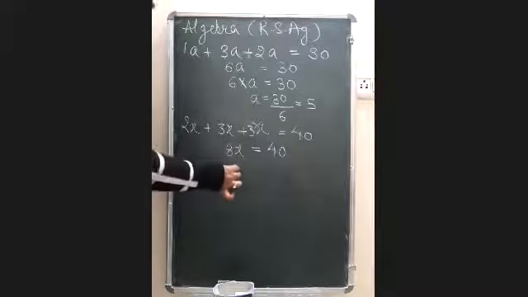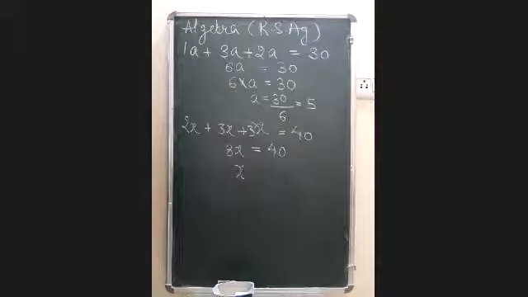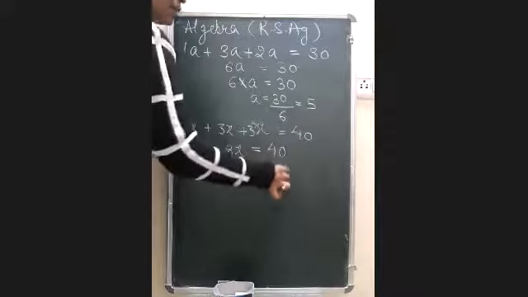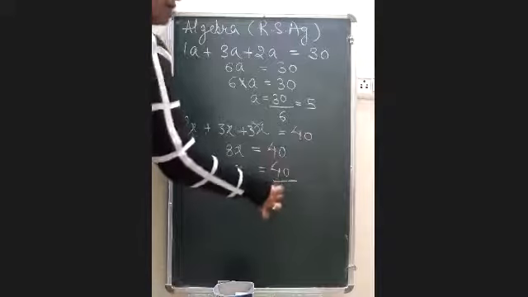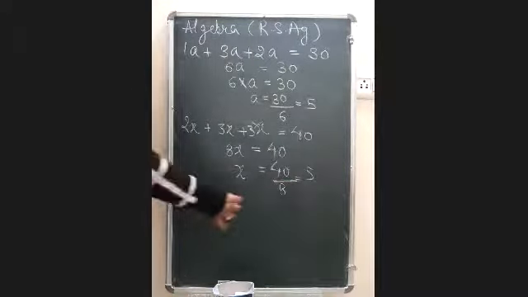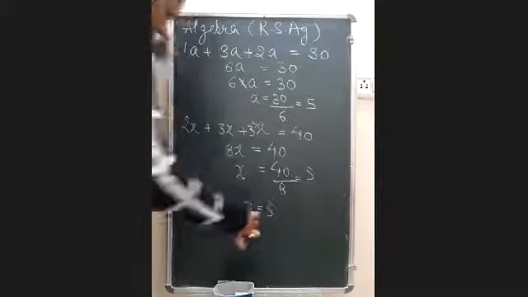And if you have to find the value of x, you have to keep x alone here and you have to spend the rest of the things on that side. So it would give us 40 divided by 8, which will give us 8 5s are 40. So answer of x would be 5.